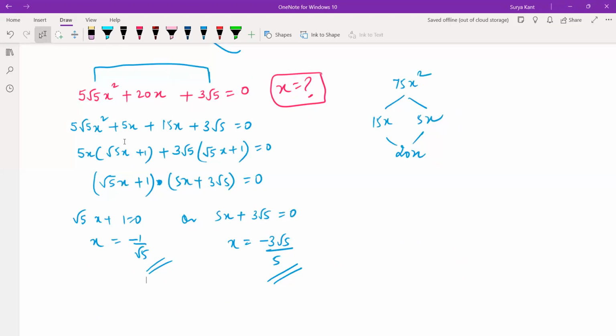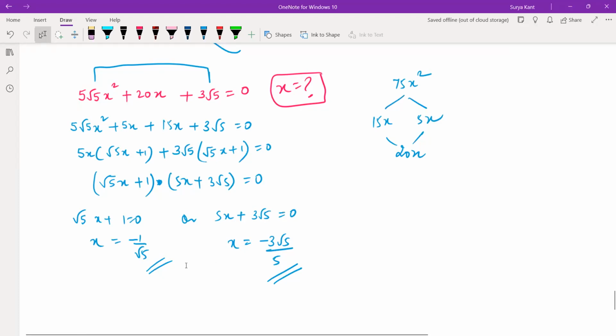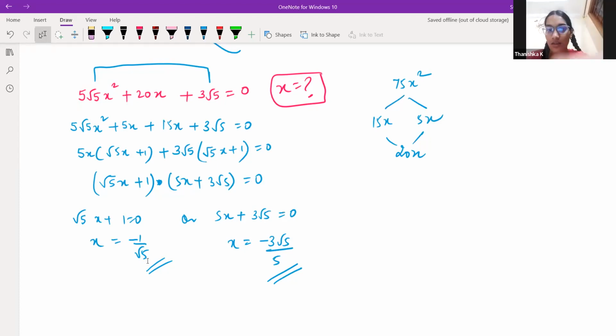So can we leave the answer here or do we have to rationalize it in the exam? No problem. This also is fine. If you want to remove the root from the denominator, you can do that also. Multiply into root 5, divide by root 5. So root 5 by 5 will come. That's all. Okay, sir. But anything is fine.